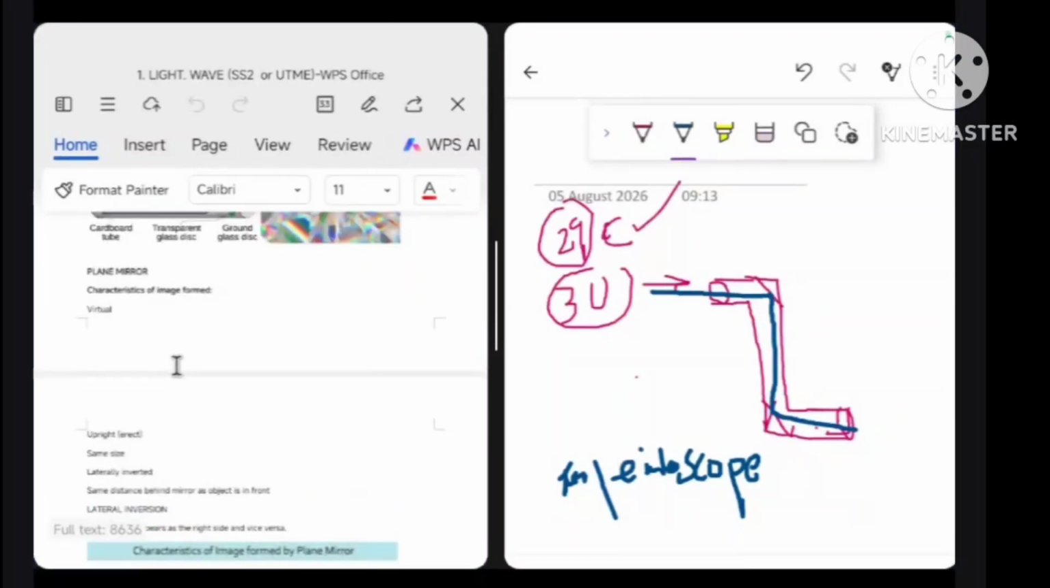So some boys do. Now, what are the characteristics of images formed by this mirror? Yes, some boys do. In fact, mirrors are for everybody, right?